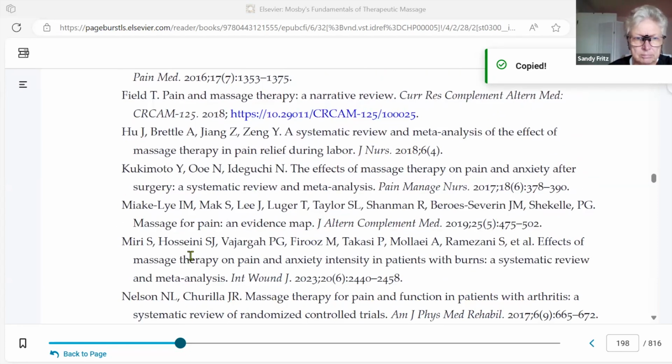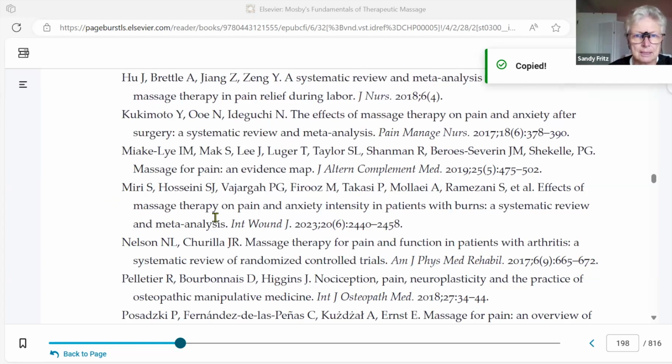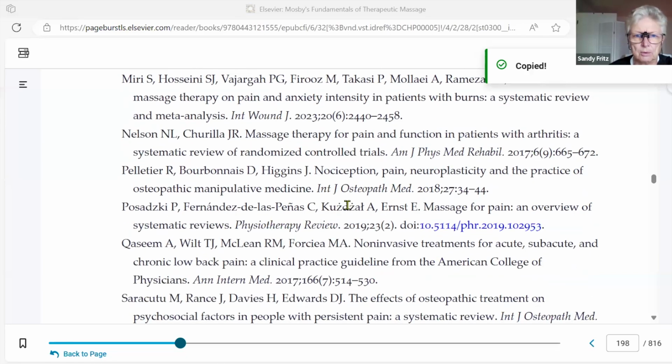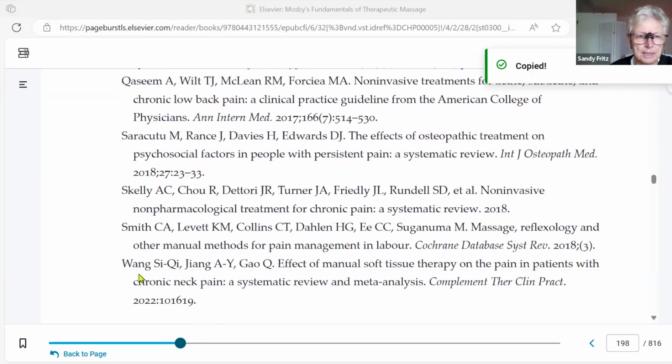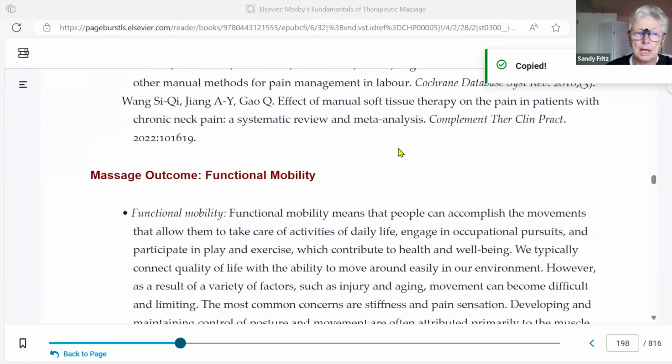if we were to go, take that back. Here's a 2023 study on pain management with people that have been burned. So, as you know, you go through and look, and here's another 2022 study.